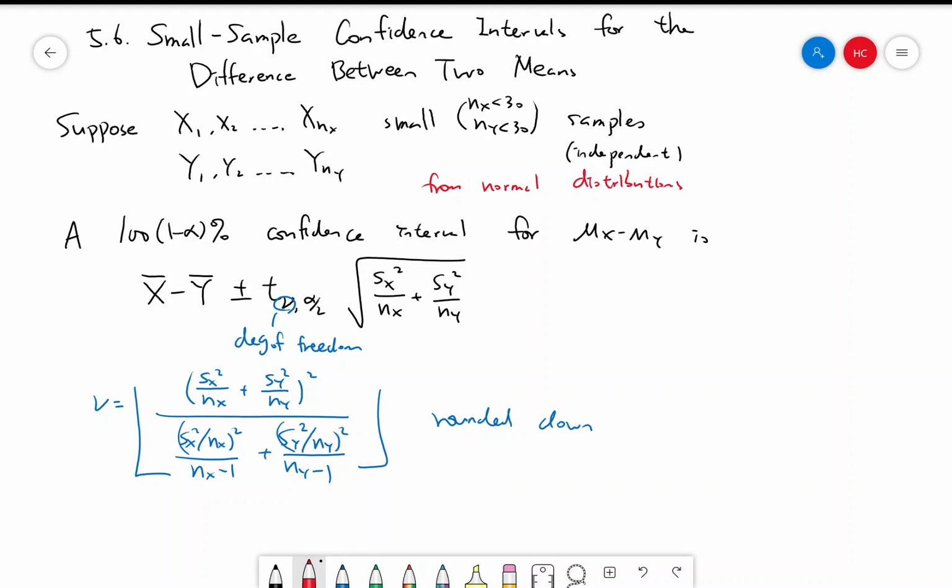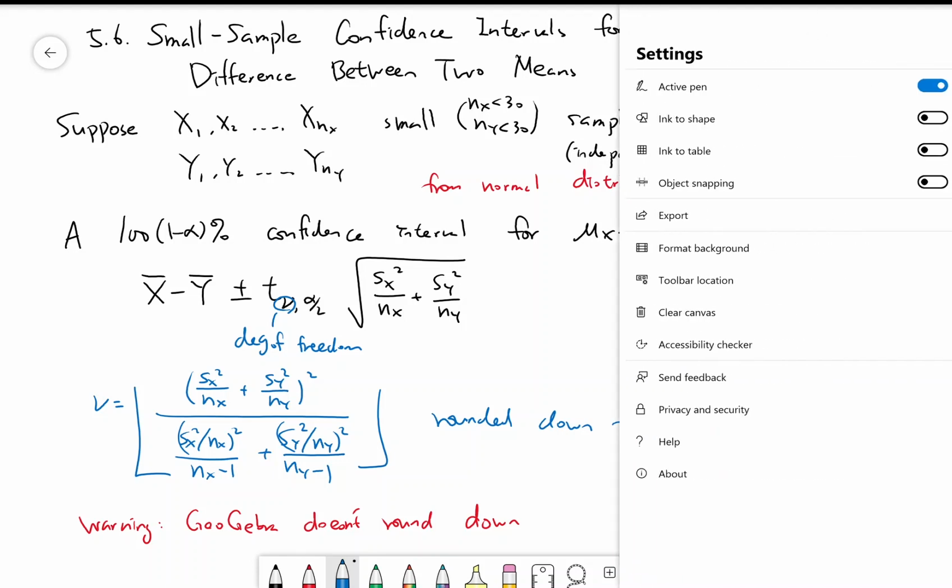So here's a big warning. If you use GeoGebra, it doesn't really round down the degree of freedom. So the answer if you use GeoGebra will be different. So make sure you round down and use the t table. All right, so let's do an example here.